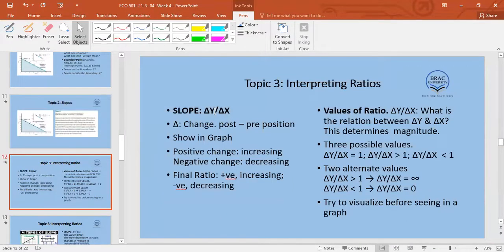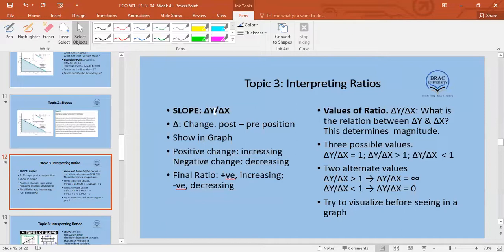Oh, this one we have already discussed. Change means post minus pre. We have seen this in the graph. Positive change means it's increasing. Negative change means it's decreasing. And the final ratio can be either positive or it can be negative.